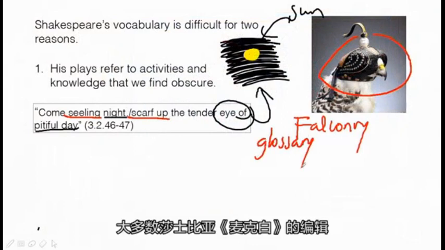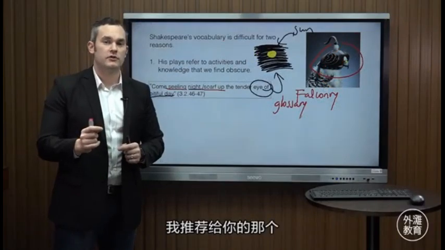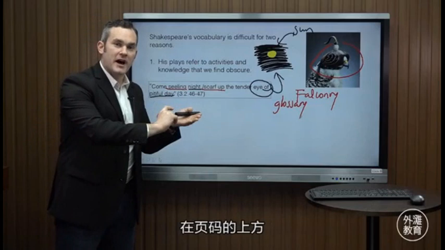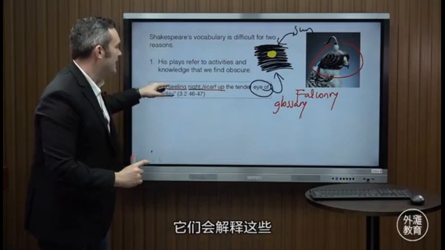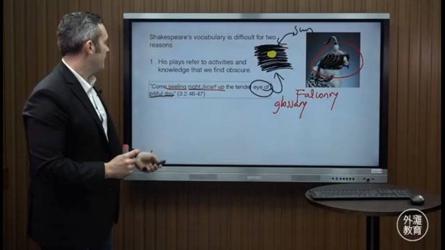Most editions of Shakespeare's Macbeth, including the Signet Classic version that I recommend to you, are going to have footnotes at the bottom of the page, and they'll explain the meanings of any of these weird words. Okay, so don't be intimidated.